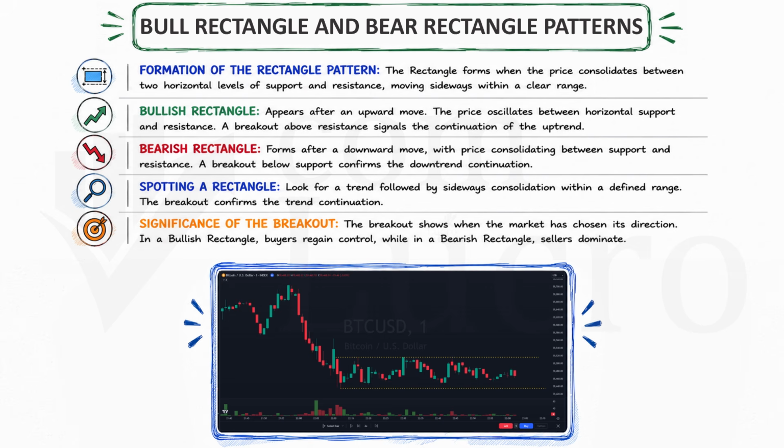To spot a rectangle, look for a trend, followed by a consolidation phase where the price moves sideways within a defined range. The breakout, whether upward in a bullish rectangle or downward in a bearish rectangle, confirms the continuation of the trend. The breakout is critical, as it shows when the market has decided its direction after the period of consolidation. In a bullish rectangle, buyers regain control once the price breaks above resistance, while in a bearish rectangle, sellers dominate when the price breaks below support.